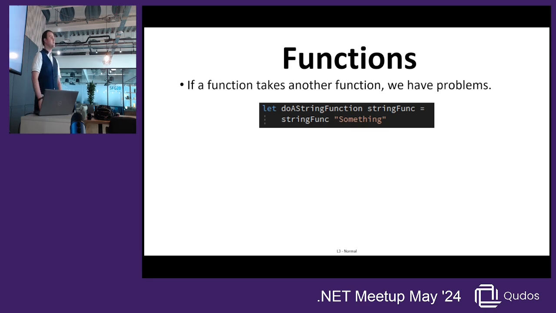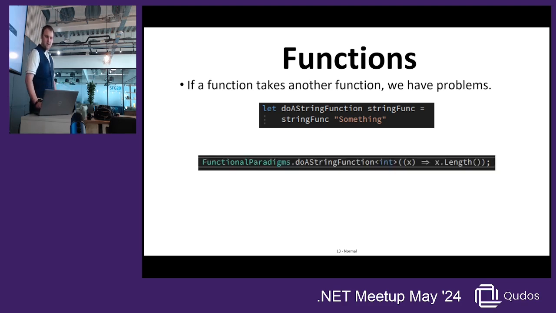So here's an F# function, and to give a quick overview of it, it's a function called doAstring function. I'm very creative with names, I know. It takes the string function and it's just going to perform that function on the string, something, whatever it may be, right? Alright, so I'm going to call it from C# and I'm going to do this.